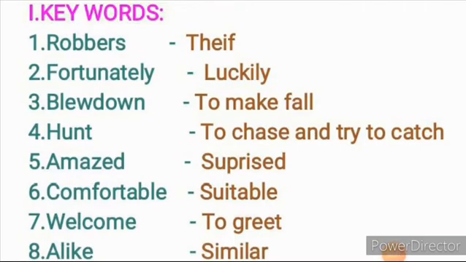Children, now let's learn the keywords from the supplementary A Tale of Two Birds. Look at the first one, robbers. Robbers means thief, a person who commits a robbery. Second one, fortunately. Fortunately means luckily. Next one, blew down. Blew down means to make fall.